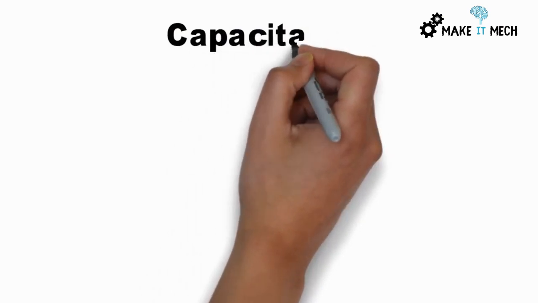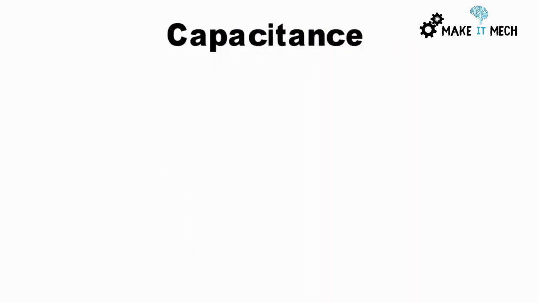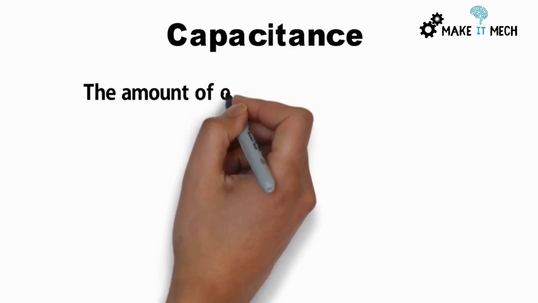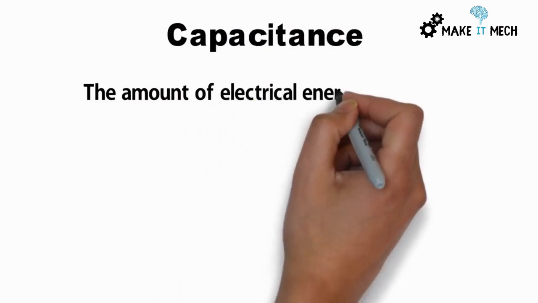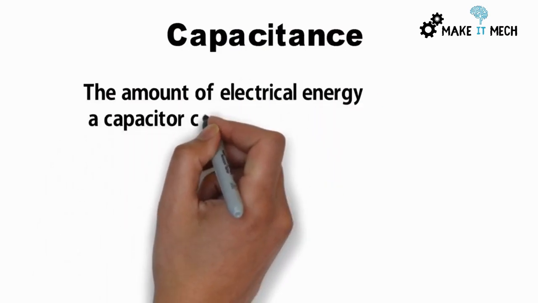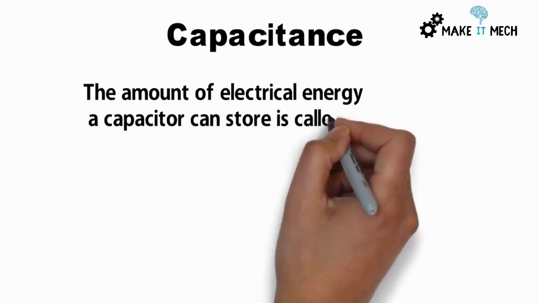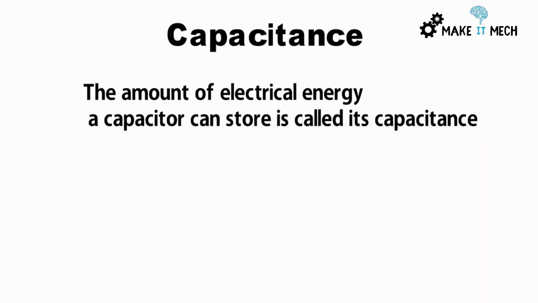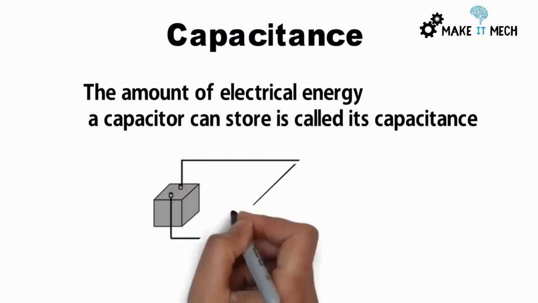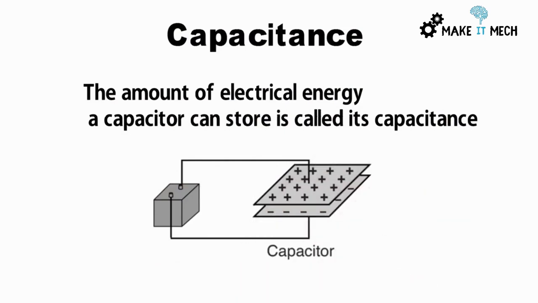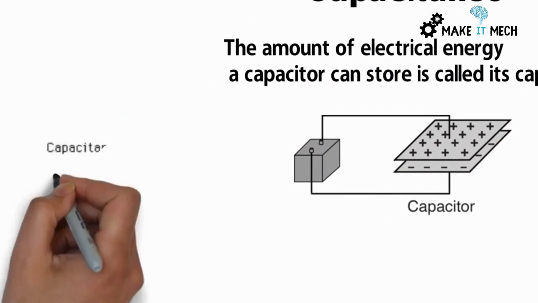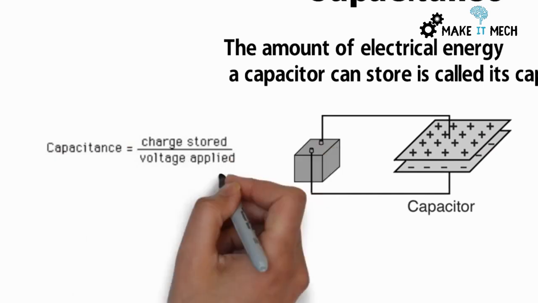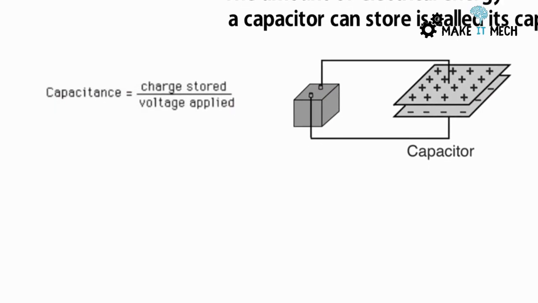What is capacitance? Capacitance is the amount of electrical energy a capacitor can store. The capacitance is directly proportional to the charge stored over the voltage applied.